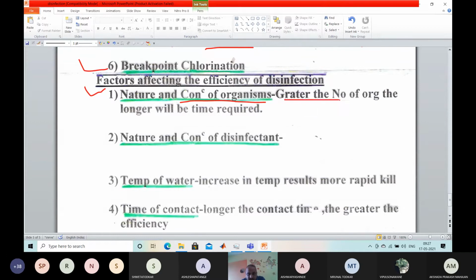Greater the number of organisms, longer will be the time required. Means what? In the water body, if the number of organisms is more, naturally we require more time, because once you add the chlorine into the water body, it doesn't react immediately. It requires some contact time. The chlorine molecule needs time to act on the cell of that microorganism, break down the cell, change the permeability, and deactivate the critical enzymes. So this requires some time.